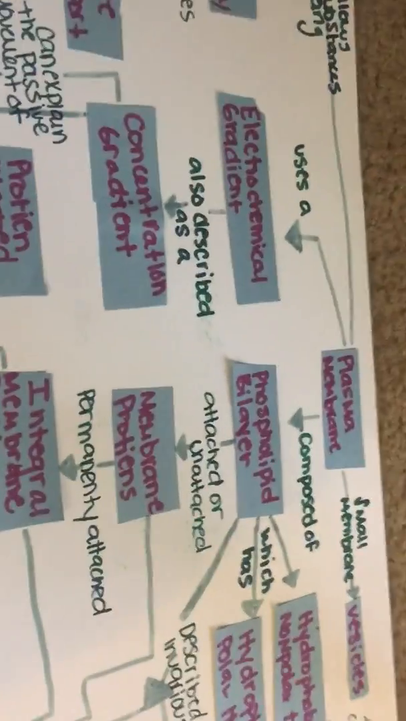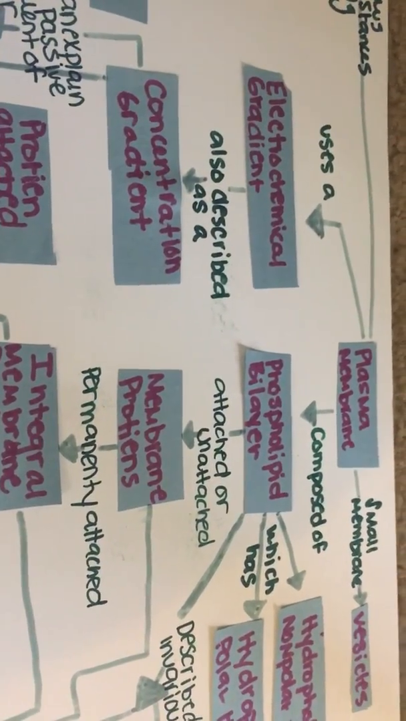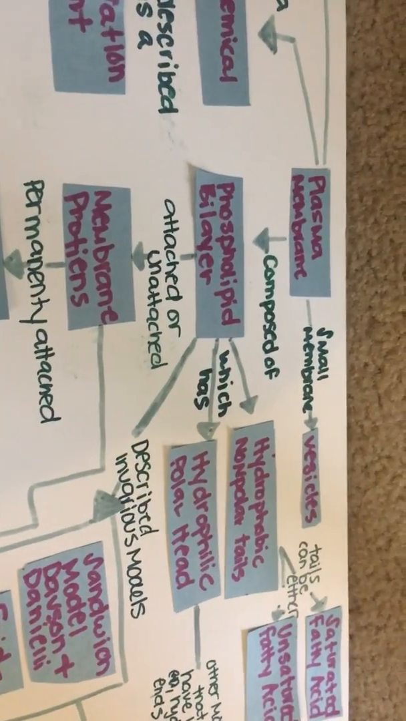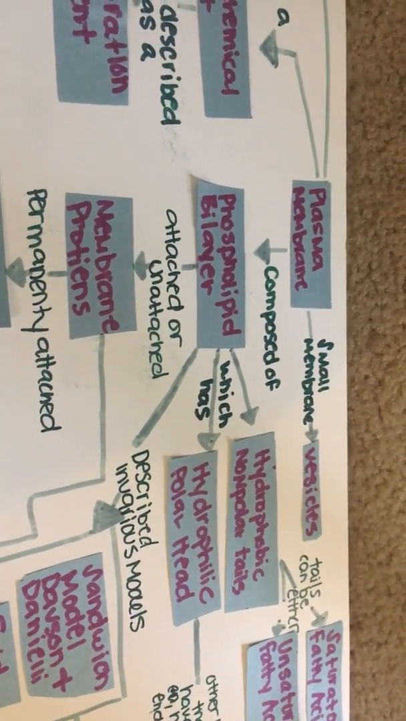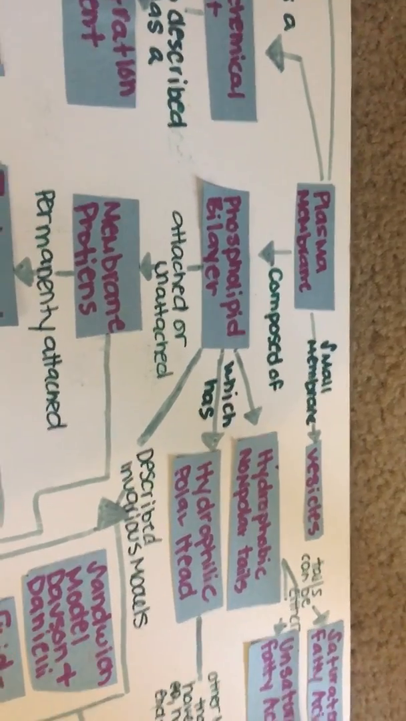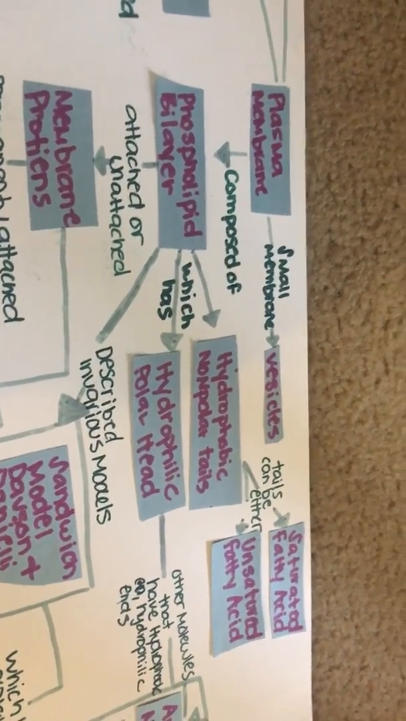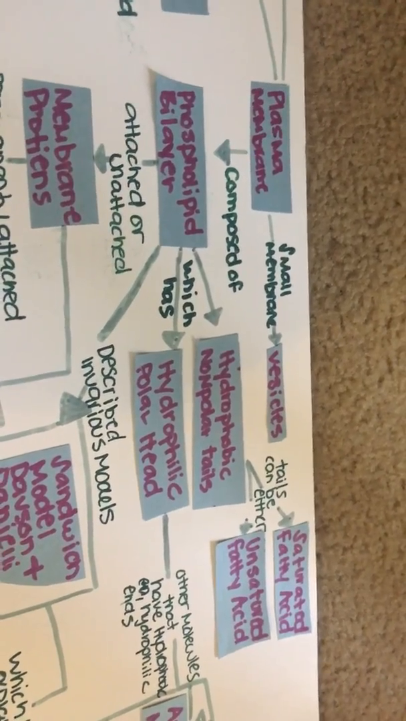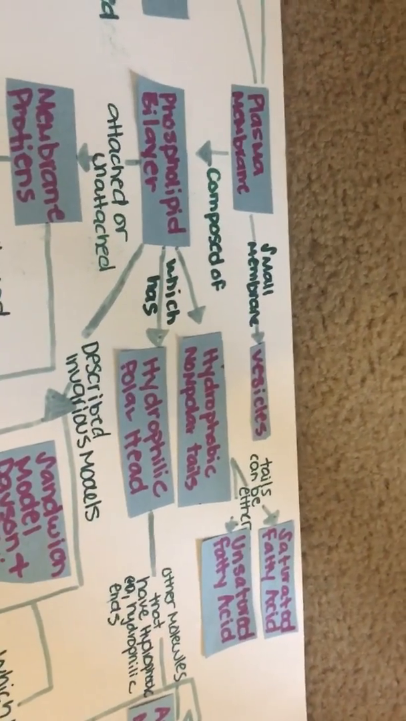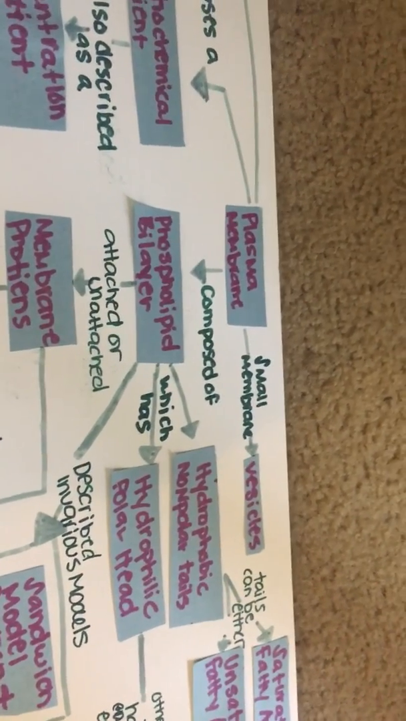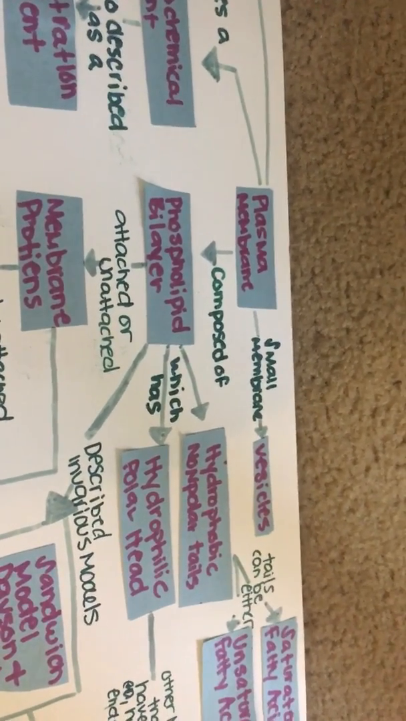Okay, going back up to the plasma membrane, which is made of the phospholipid bilayer, which has hydrophobic nonpolar tails and hydrophilic polar heads. Those hydrophobic nonpolar tails can be made of saturated or unsaturated fats, which would just mean a bent or unbent tail. Plasma membranes can also be described as vesicles, which are just small little circular membranes.